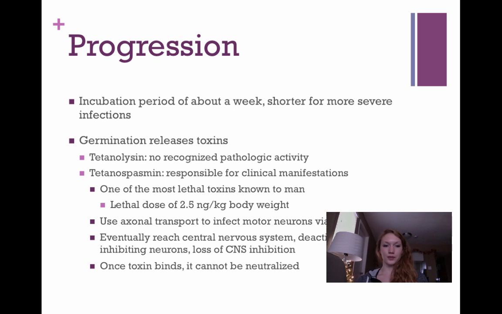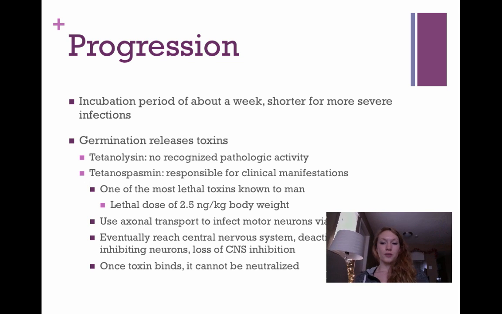Upon germination, the bacteria release two toxins, the first being tetanolysin, which really has no recognized pathologic activity, and the second being tetanospasmin, which is responsible for clinical manifestations that we associate with tetanus. The second toxin is one of the most lethal known to man, with a lethal dose of just 2.5 nanograms per kilogram. And to put this in perspective, the lethal dose of arsenic would be 200 million nanograms per kilogram.